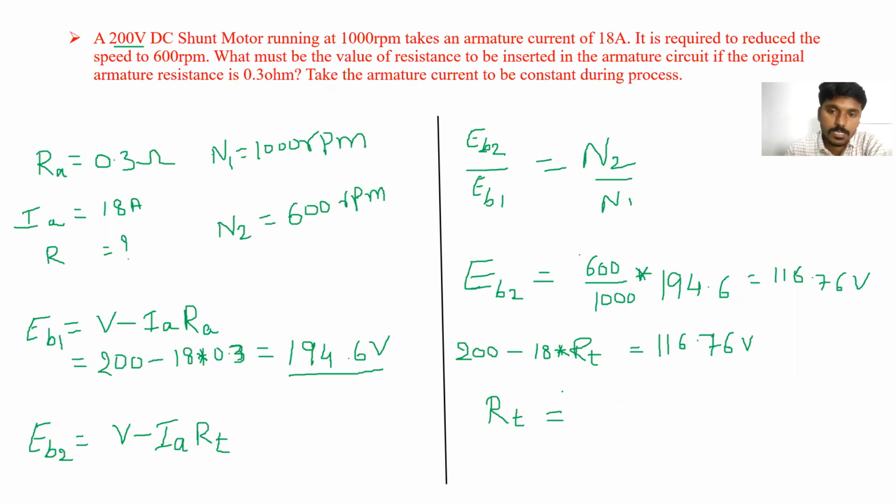What is the value of RT? 200 minus 116.76. How much? 200 minus 116.76, clear? 83.24. 83.24 divided by 18 is 4.62. Is it right?